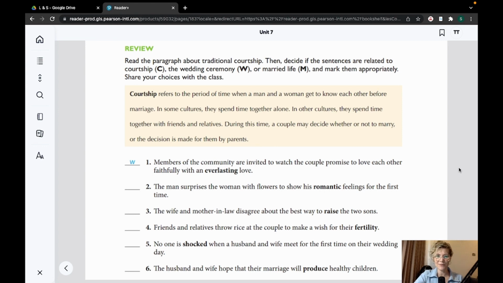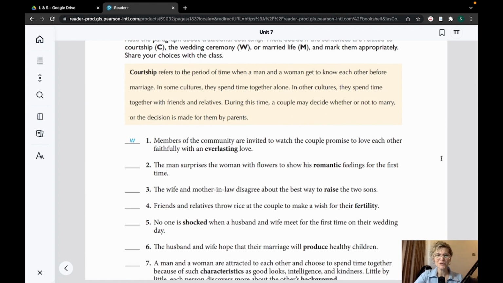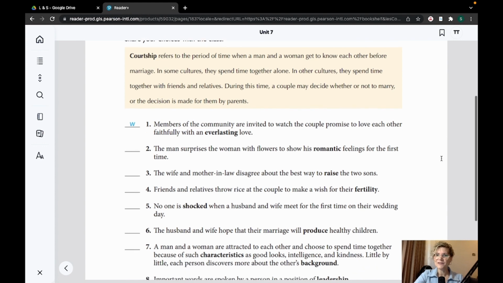Courtship refers to the period of time when a man and a woman get to know each other before marriage. In some cultures, they spend time together alone. In other cultures, they spend time together with friends and relatives. During this time, a couple may decide whether or not to marry, or the decision is made for them by parents. We don't really use that word anymore, courting a girl, but yeah, in the old days, they did.